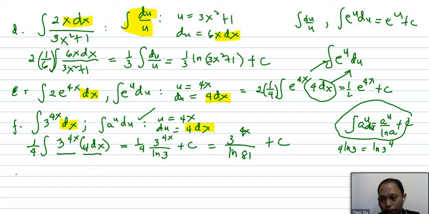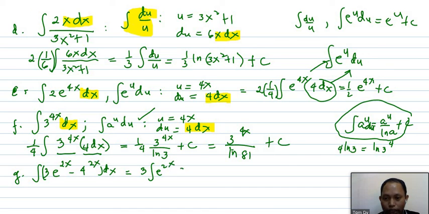So FG, last example, we have here the integral of, let's say, 3e to the 2x minus 4 raised to 2x dx. Okay. So when we distribute our dx, that is equivalent to 3 integral of e to the 2x dx minus integral of 4 raised to 2x dx.